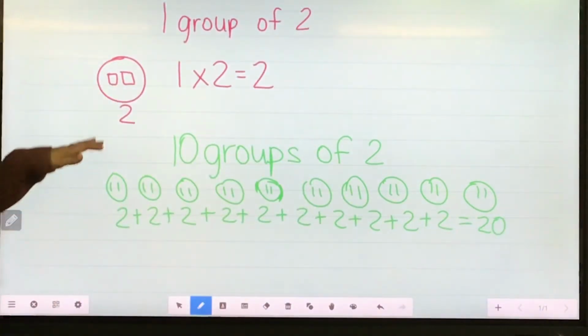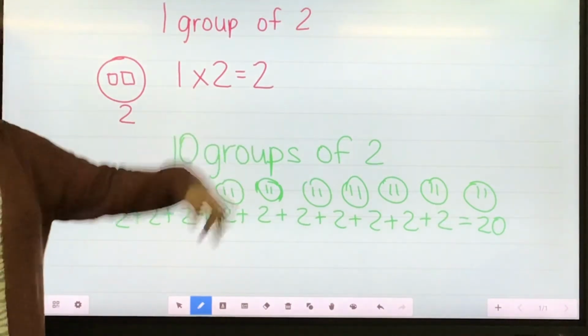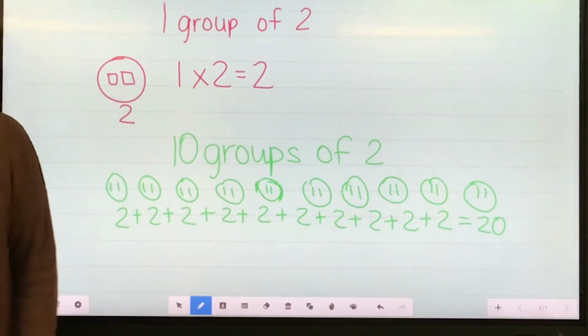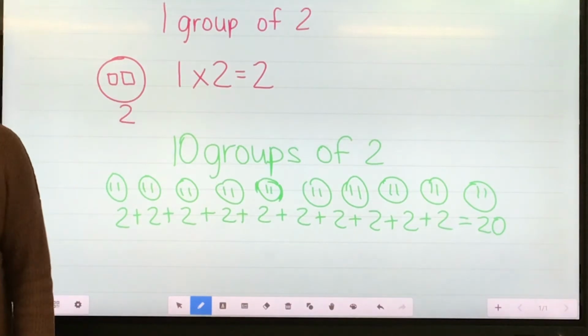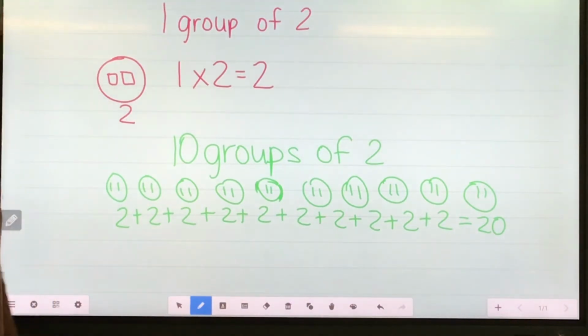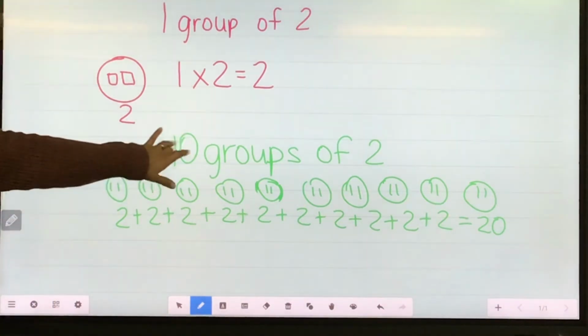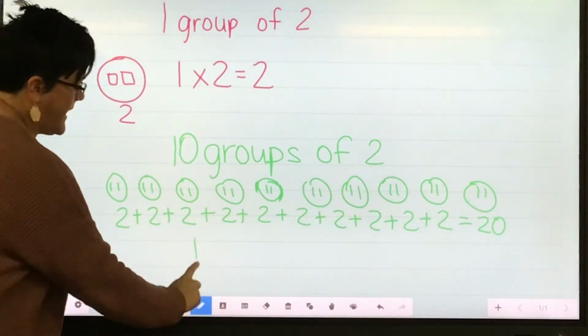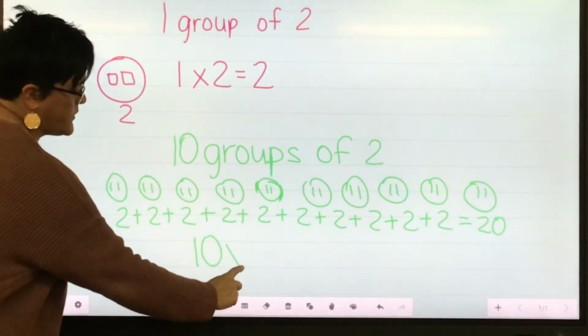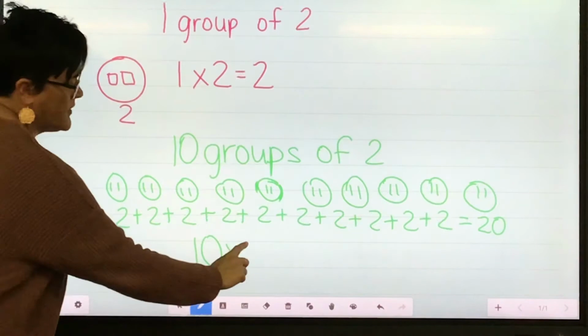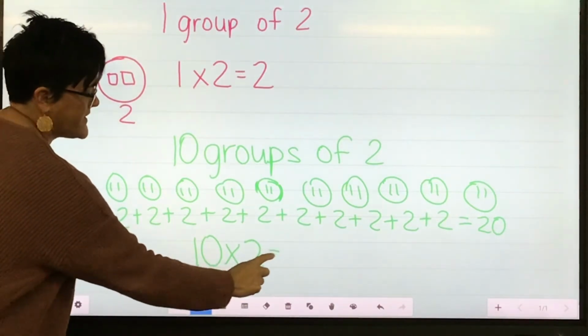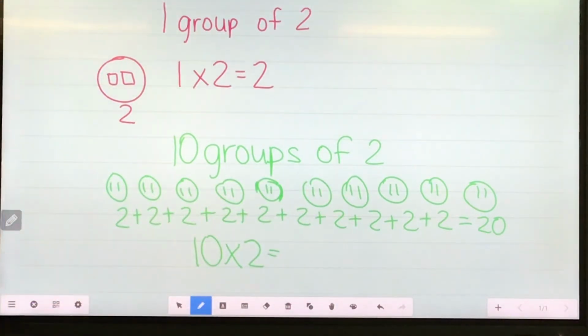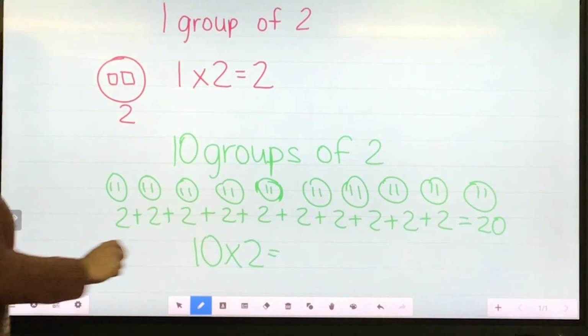So we have 10 groups of 2. What would our multiplication equation look like for this? What's our first number here? 10 times, which means groups of 2. And what did we say the product is? 20.